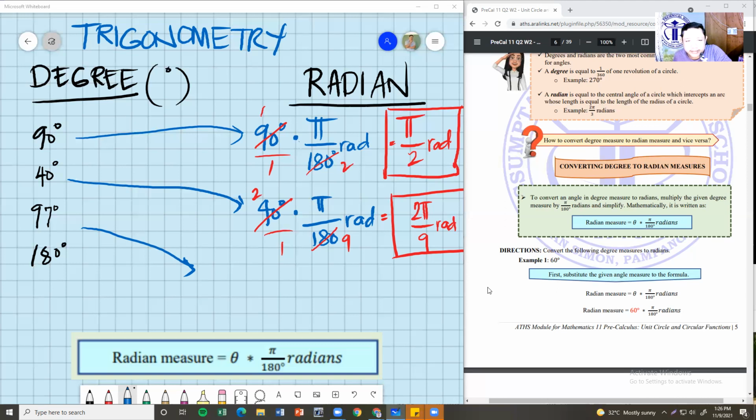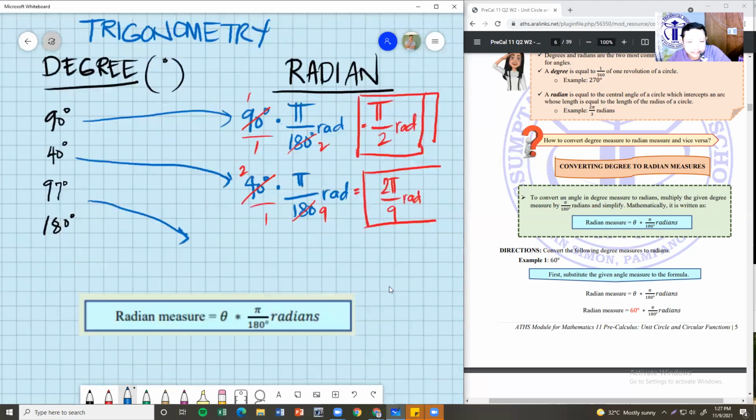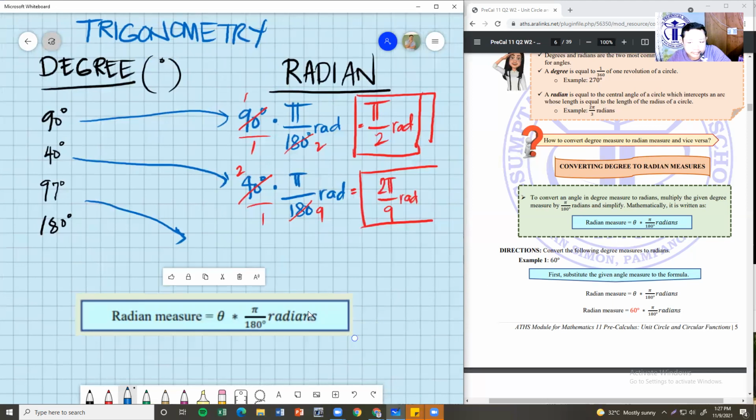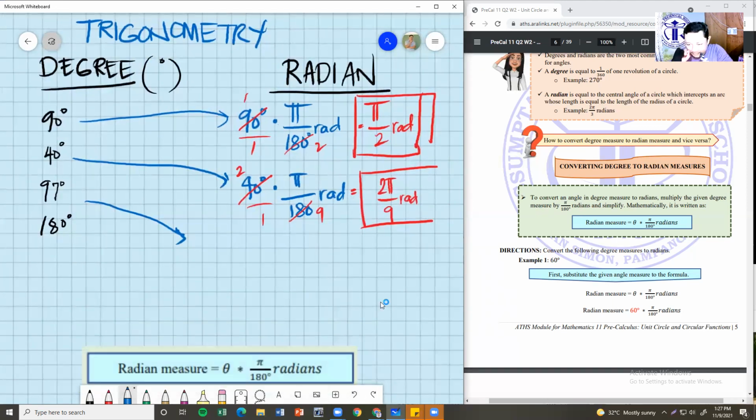Waiting for the rest. Type your answer in the chat box. Okay, Chance is correct. Let's wait for the rest. Okay. Wala na. Okay, let's do this.